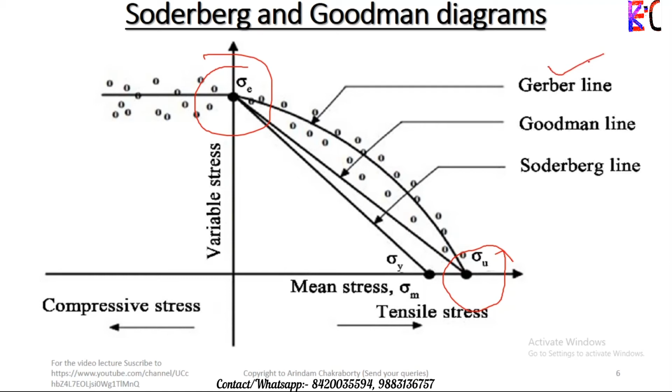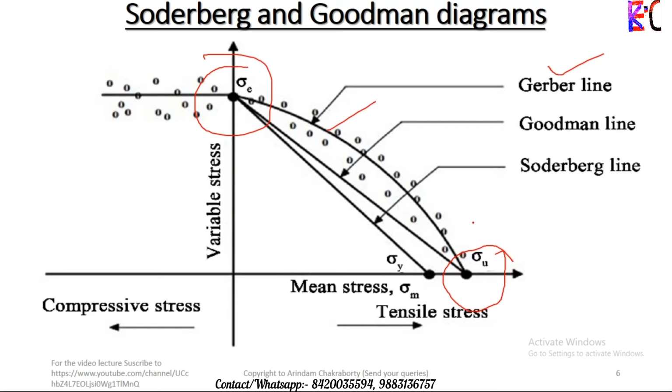So it was given by Gerber. If you follow this curve, that is, Gerber gave this curve. As you can see, this is a curve. That means the equation of the curve, by following the equation of the curve, if you design an object, the object will have maximum workability or it will be safe.